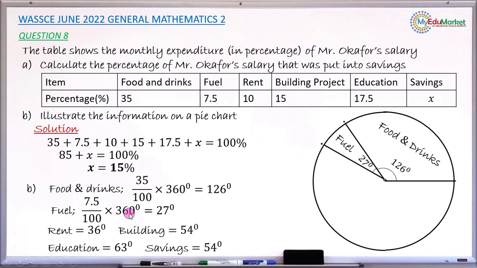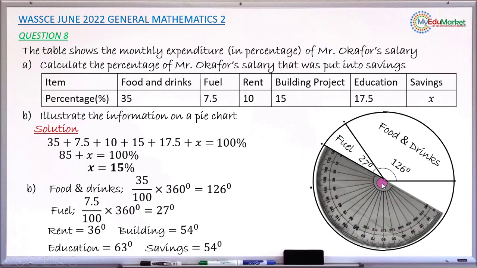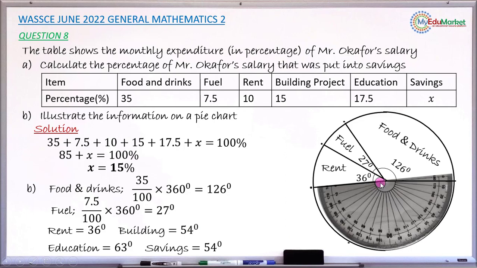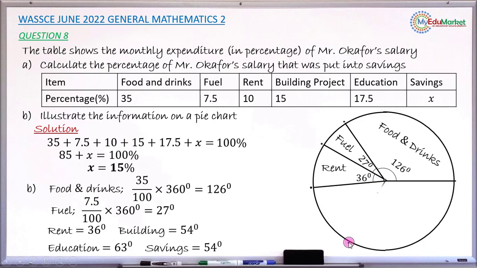So you now move to the next, which is rent, 36 degrees. The protractor back again. This is angle 36. Remove it, draw a line, and now name that very sector rent and mark the angle 36 degrees. Protractor again, you want to measure this angle, 54, for building. This is it. So you now have 54 here, you make a small dot there, you remove the protractor, you now mark the angle and name the sector building.